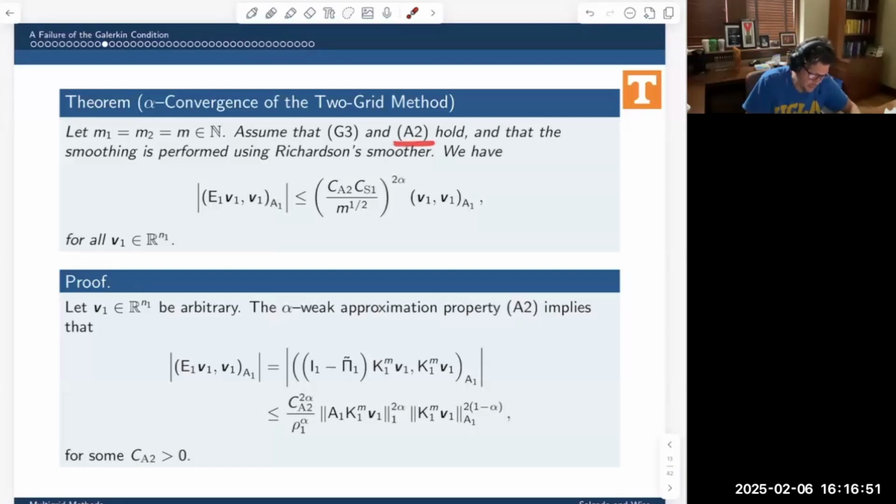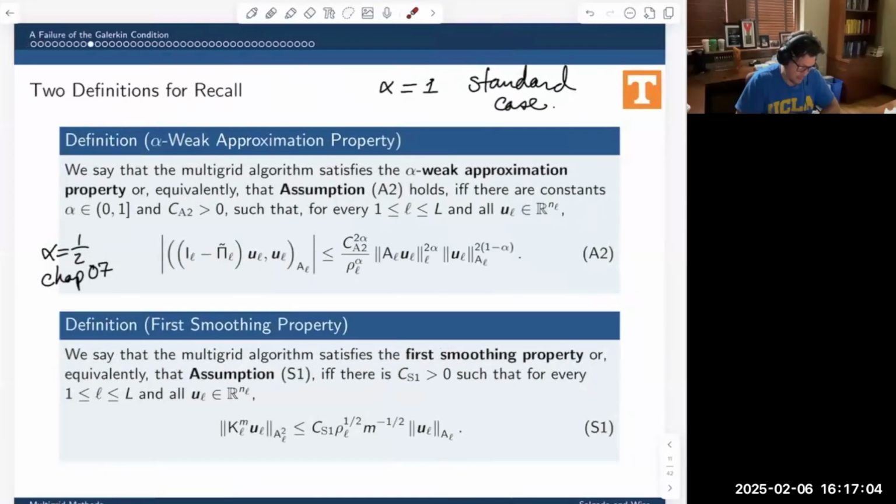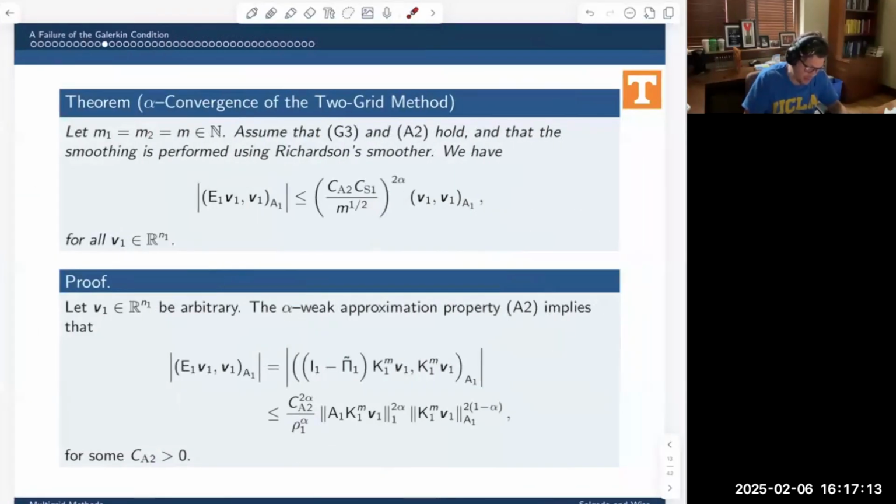We are going to assume that we have G3 and A2. Yeah, I guess alpha weak is A2. I was thinking it's A3, but I was mixing myself up. So that's the alpha weak approximation property. So G3, alpha weak, and then we're going to use Richardson smoother, and we know that that satisfies the first smoothing property. Okay, so we'll be able to assume everything. And then we can prove convergence in this sense.